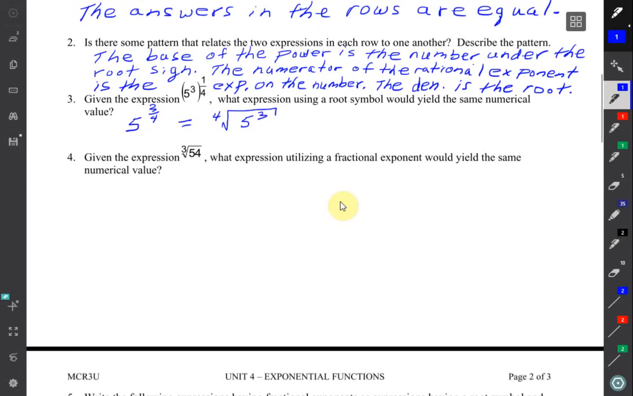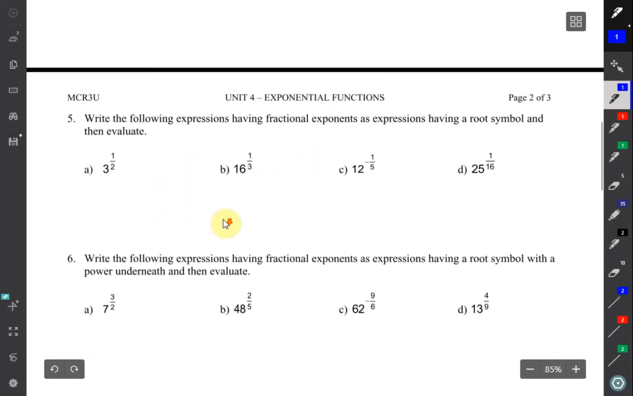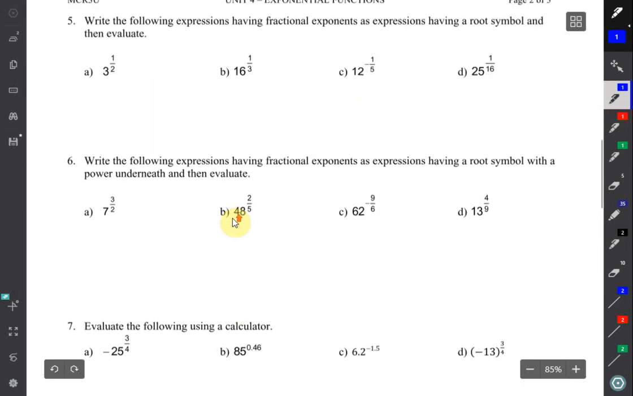And if we have the cube root of 54, remember there's a 1 understood here, so this is equal to 54 to the 1 in the numerator and 3 in the denominator, so it's 54 to the 1/3. Now what you want to do is just take that idea and practice going between the two forms in these example problems.